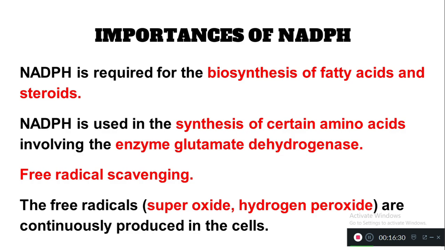Also, NADPH acts as a free radical scavenger. In our body, free radicals are produced, and these have to be removed. For that, NADPH acts as a scavenger. Free radicals, for example superoxide and hydrogen peroxide, are continuously produced in the cells because of various metabolic reactions, so NADPH is helpful in removing them.